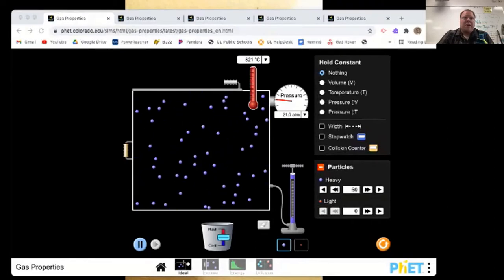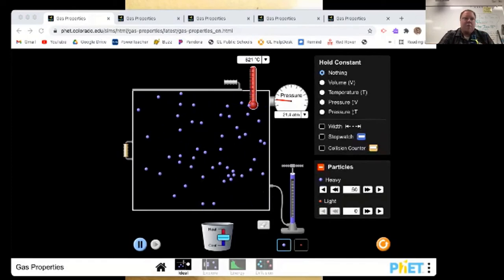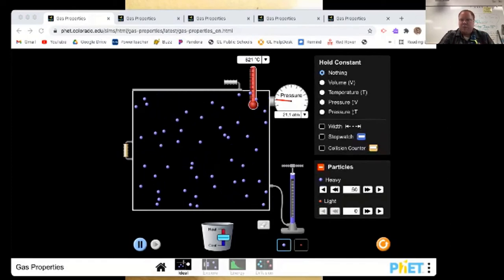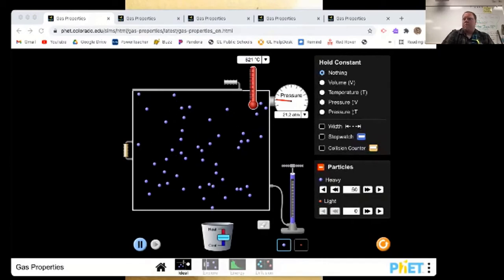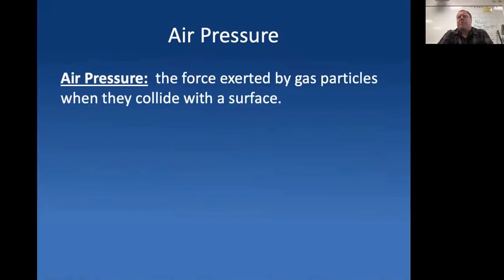So let's go ahead and write down something about this. Let's talk about what pressure actually is. Okay. So air pressure, pressure around us. Air pressure is the force that's exerted by a gas particle whenever it collides with a surface. So we have gas particles that are in the air, they're moving around, they're just going to bump into something. And when they do, they push on it a little because they collide with it. That's what air pressure is.